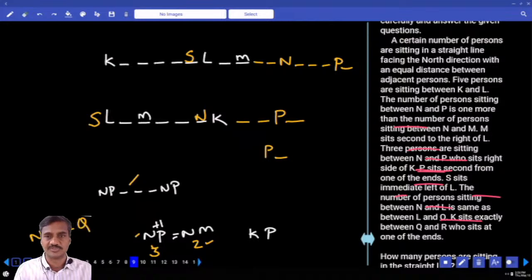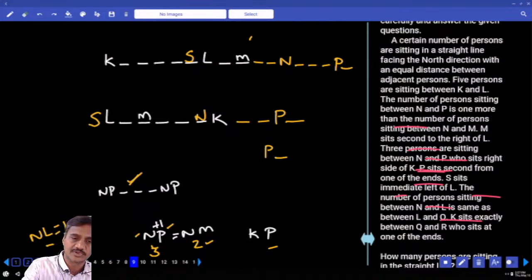And there is one person. Three persons between N and P, and N and M, there are two. And P is to the right hand side of K. Now, NL equals LP. N and L, how many people are there? There are four people. And between L and Q, there must be exactly four people.